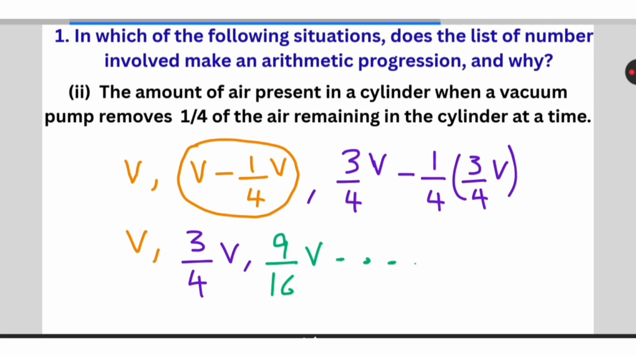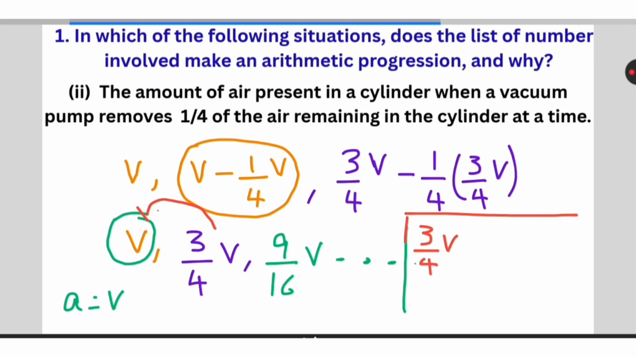So using the statement we converted it into a progression. Now we need to check whether this sequence is an arithmetic progression or not. For that, if the common difference is the same, then we can say that the sequence is an arithmetic progression. That's why we need to check the difference. Let's check a2 minus a1, which is 3 by 4 V minus V. After taking LCM, we get minus 1 by 4 V. So this is a2 minus a1.